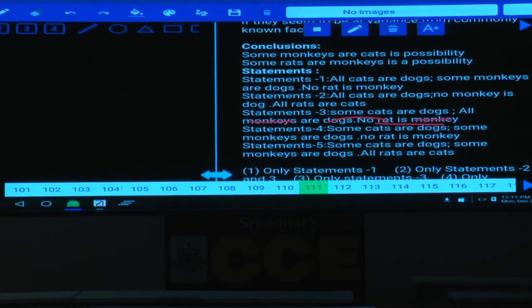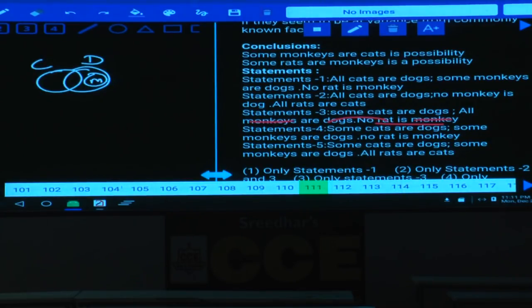Some cats are dogs and no dog is a rat. No dog is a rat and some cats are monkeys. Is it possible here? Now let us draw a diagram here because we are not getting a definite conclusion. Now these are cats and these are dogs. All monkeys are dogs. All these monkeys are dogs, isn't it?